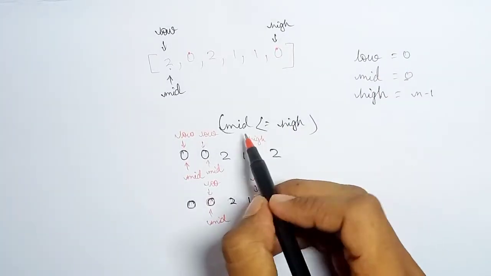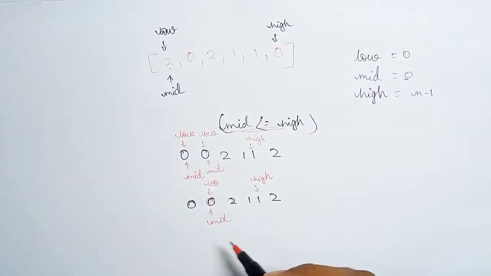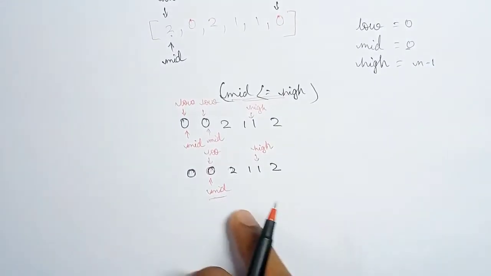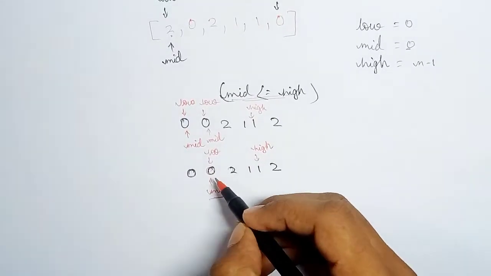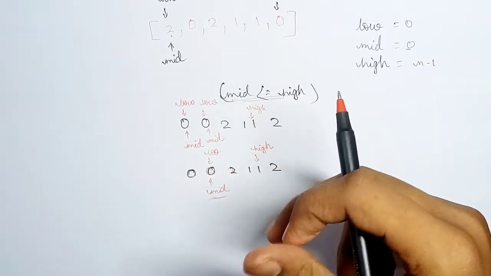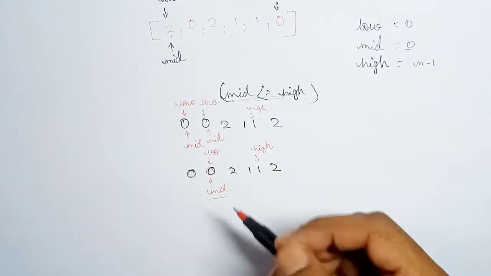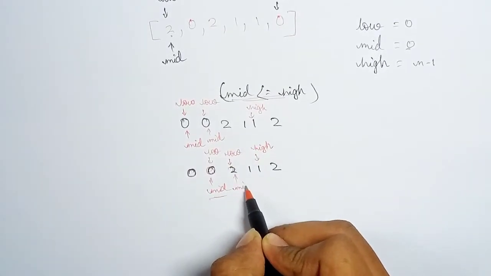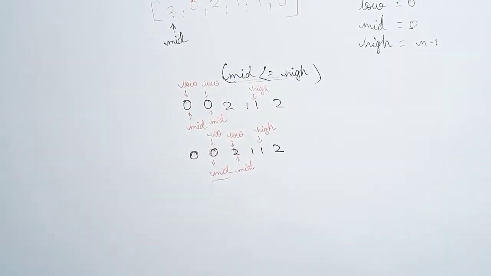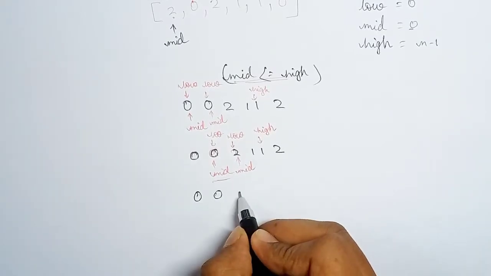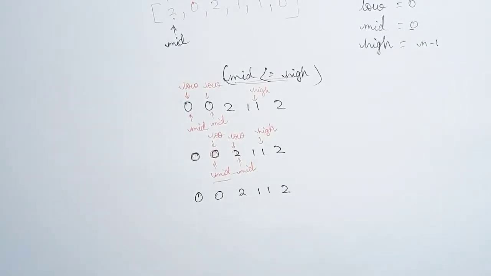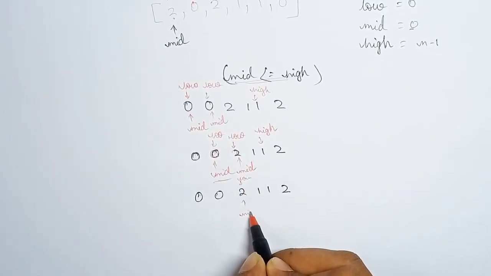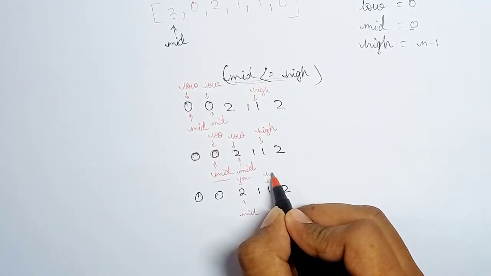It goes back and checks the condition. The condition is still satisfied. Mid is here and high is here; mid has not crossed high. So it again checks mid's value. Mid's value is 0 again. We swap low and mid once again. After swapping, low and mid move one step ahead. So the array after that pass is this. Both low and mid are pointing here and high is pointing here.